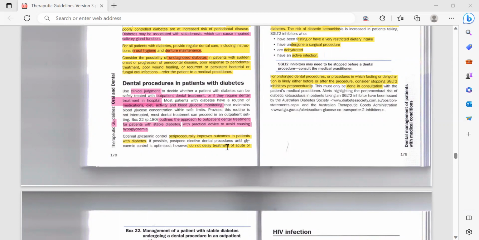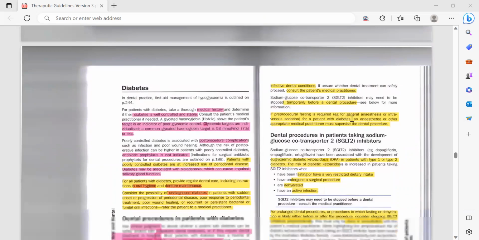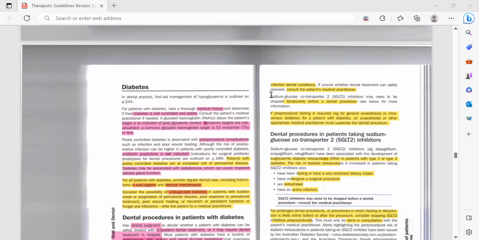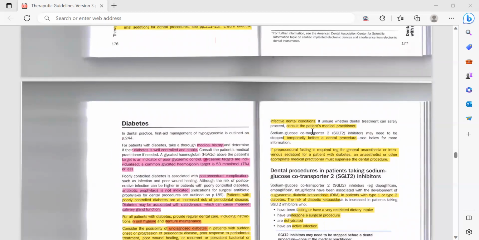However, do not delay treatment of acute or infective dental conditions. If unsure whether dental treatment can safely proceed, then consult the patient's medical practitioner. Okay, so here they have mentioned that you can postpone elective dental procedures, like scaling and cleaning, the 6 monthly visits. You can postpone that. But if there is an acute infection or if the patient is in pain, then you need to talk to their GP to find out what safe treatment you can do for them.